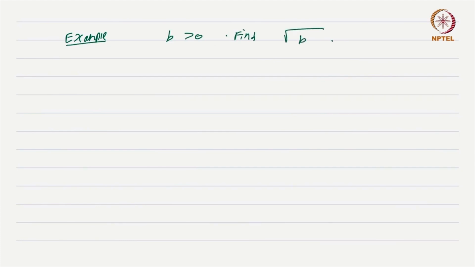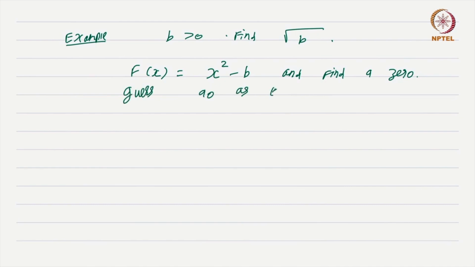Find the square root of b. What we are going to do is naturally apply Newton's method. We consider the function f of x equals x squared minus b and find a 0. This is the aim. Of course, what does Newton's method say? Guess a naught as the solution.